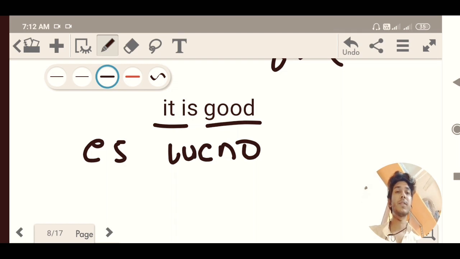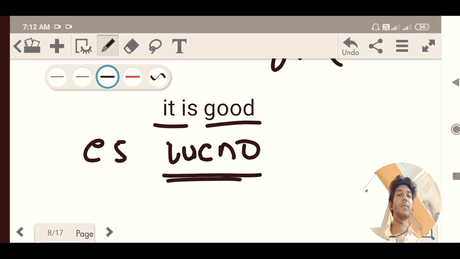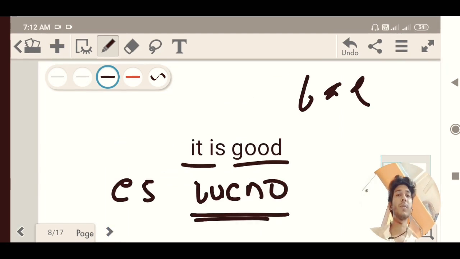You might have heard the word bon, which is from the Latin root. You can relate that to Latin and remember this as bueno. Bon is the word that has been derived from Latin, and you can remember the word like this also. The word for good is bueno.